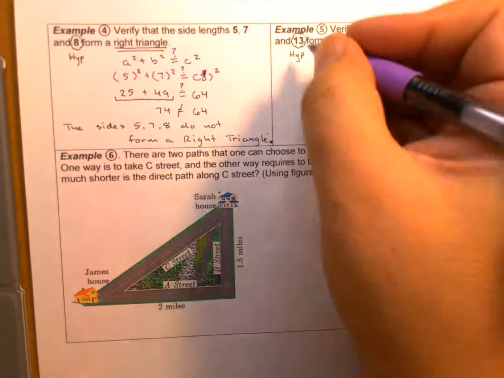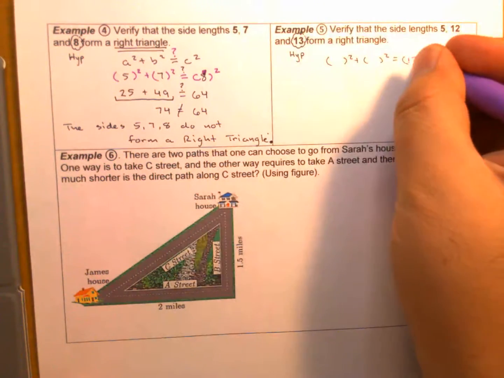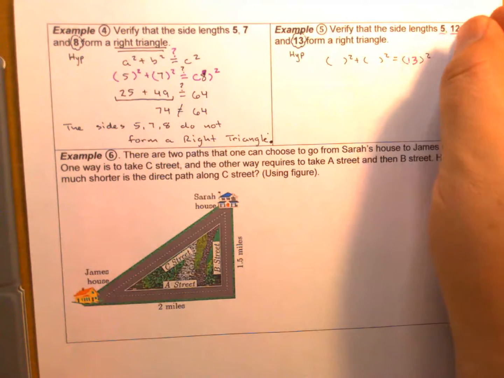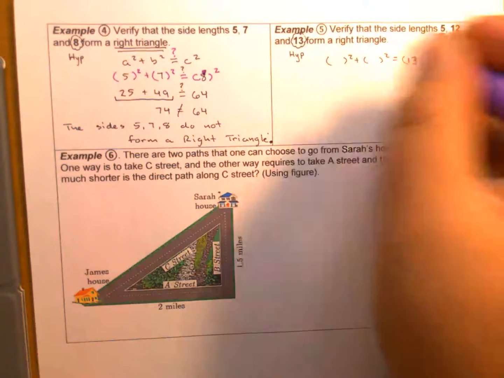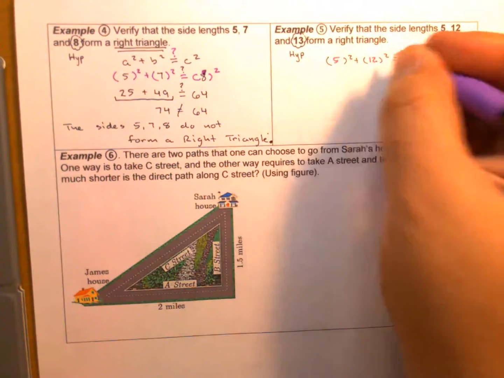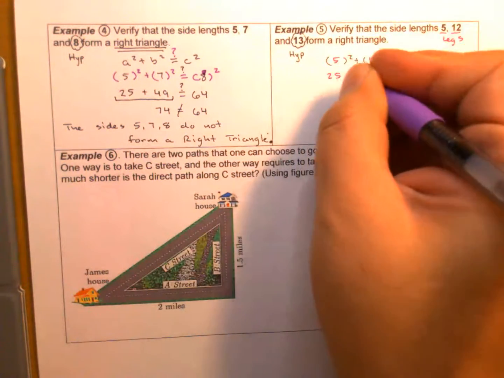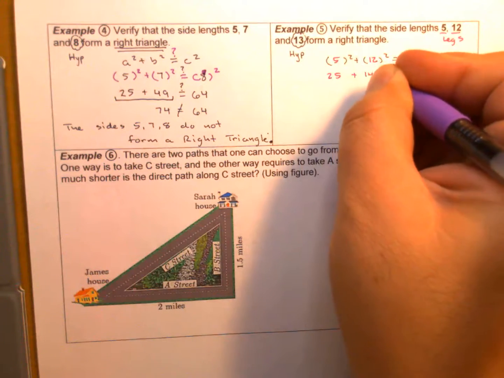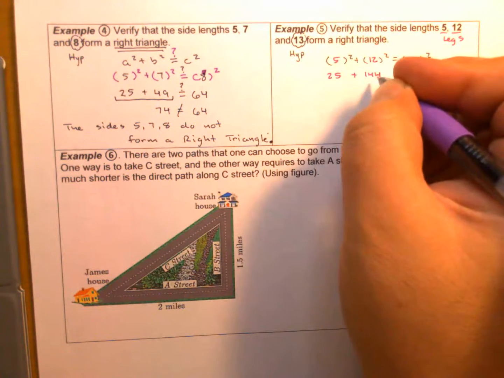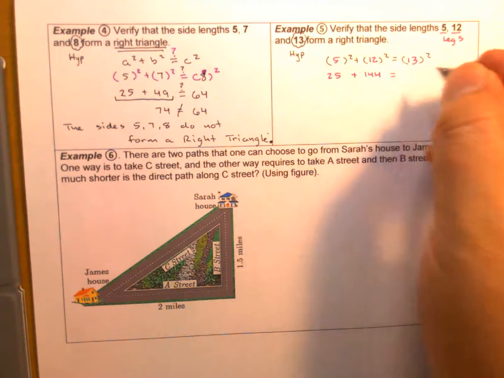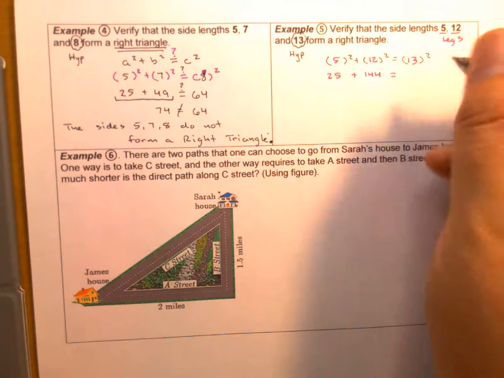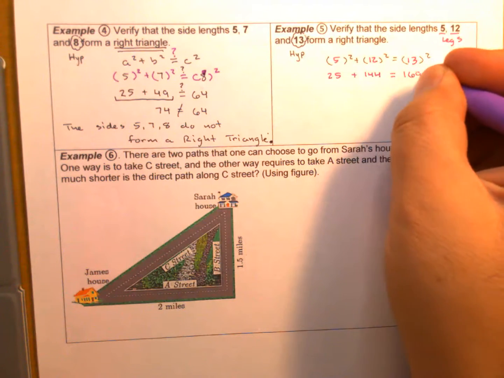And again, the height, which is the 13, should be by itself. That means these are the legs. So the 5 and the 12, again, the order doesn't matter. 12 or 5, 5 and 12. So 25 plus 144. This is me giving everything a power of 2. You can use a calculator if you need it. 13 squared. Well, that's 13 times 13, 169.